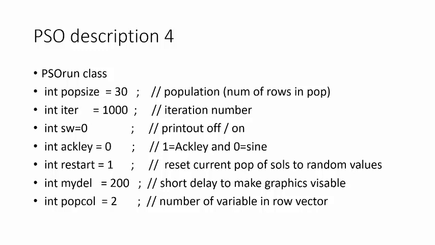There's a restart function which resets the current population to random values. If you put 4 in that location, you get 4 resets during a run. To ensure that you can observe the screen during a run, there's a small delay of 200 milliseconds, and the pop call is the actual number of variables in each row vector. Since we're looking at a 2D system, this value is only 2.